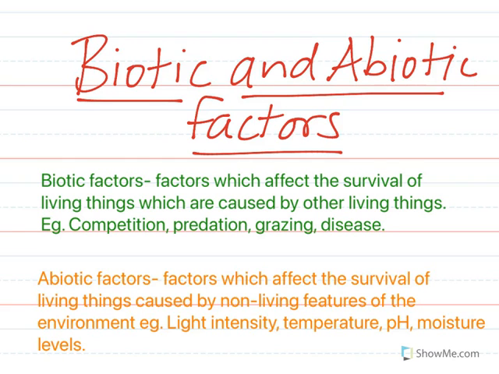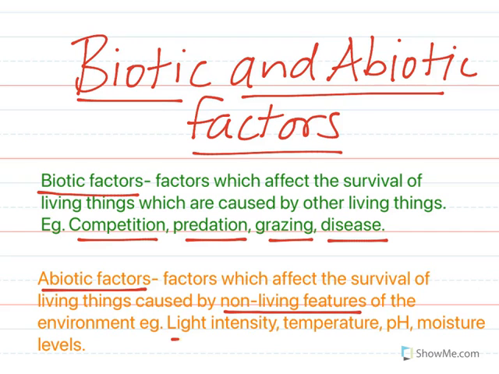Now let's have a look at factors which affect the survival of organisms. We've got biotic and abiotic factors. Biotic factors are caused by other living things which can affect the survival of living things, such as competition, predation, grazing and disease. Abiotic factors, on the other hand, affect the survival of organisms, but they're caused by non-living features of the environment, such as light intensity, temperature, pH and moisture levels.